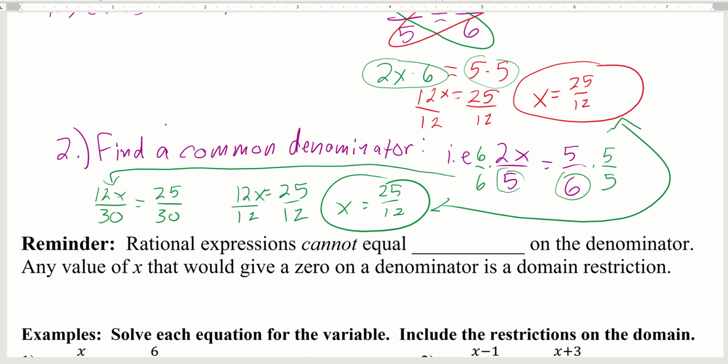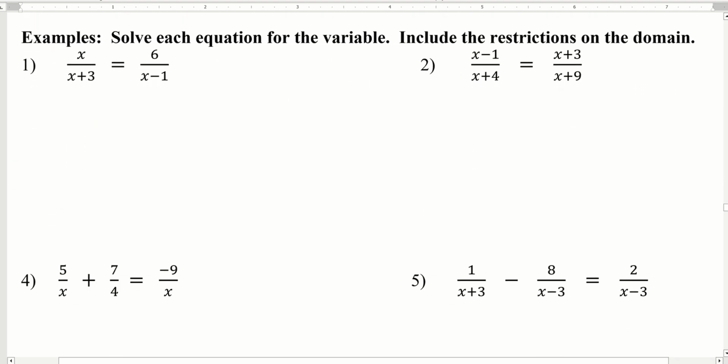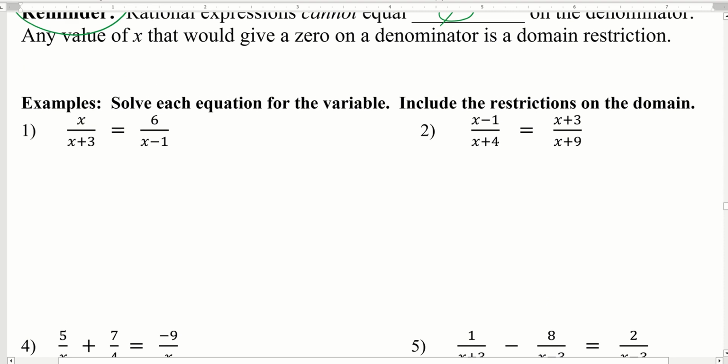It will make sense when we get on to the second page of the notes. Just a reminder, rational expressions, so these beautiful fraction guys, cannot equal 0 in the denominator. Numerator, we don't care. It's just in the bottom, the denominator, we do not want it to equal 0. Any value of x that would cause it to go to 0 is part of our domain restrictions. As we go through here, the first thing I like to do is make little notes. Number 1, I like to grab my domain.